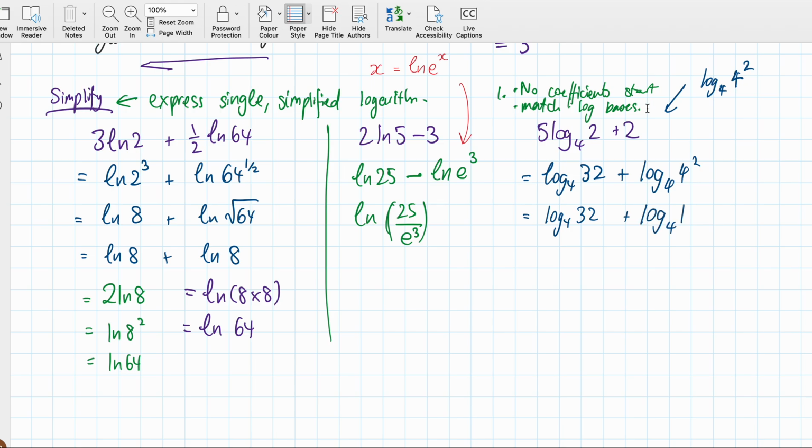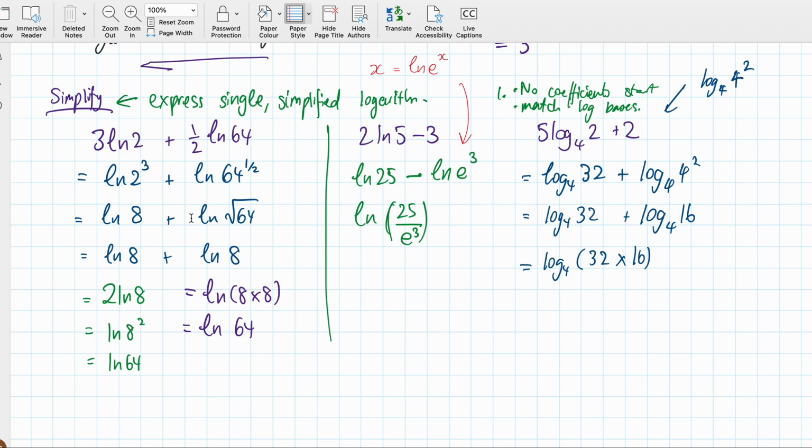Okay, and we times them together. Log base 4, 32 times by 16. Now I don't have a calculator, but that's more or less what you're doing, and you can bring that together by multiplying them. Okay, so there we go. That's our first set of simplifying logarithms, and we're just using all those log laws, as you can see.